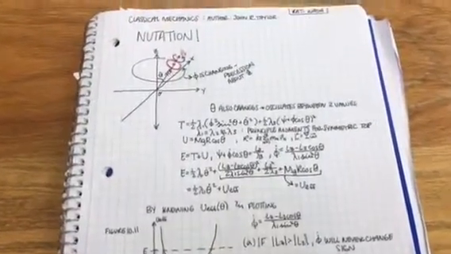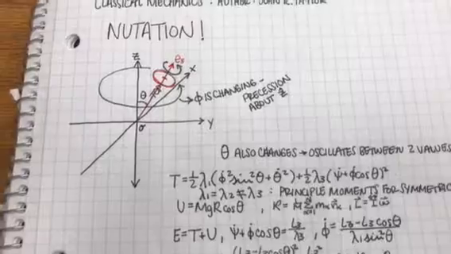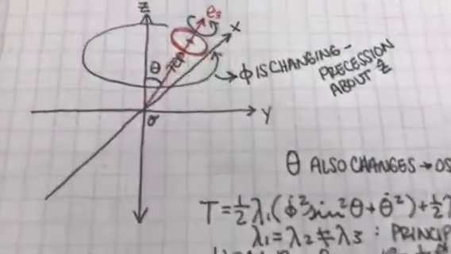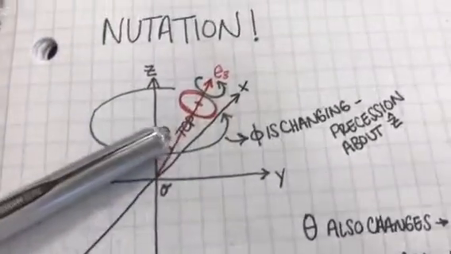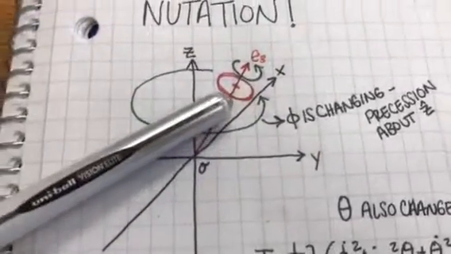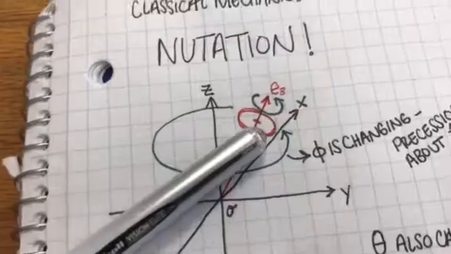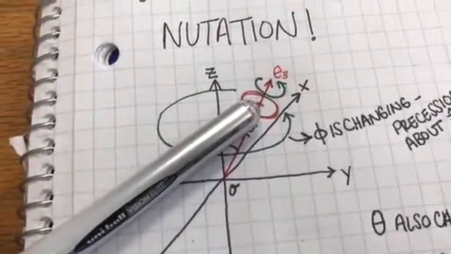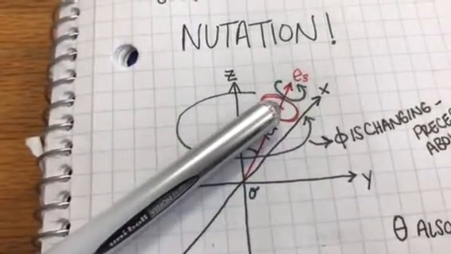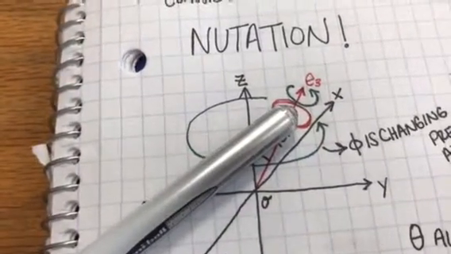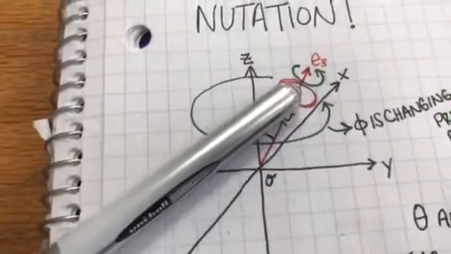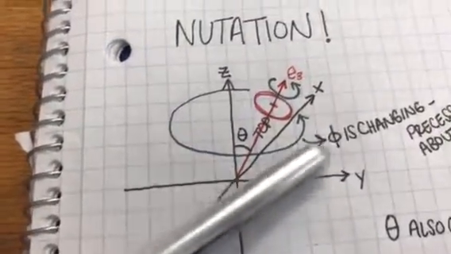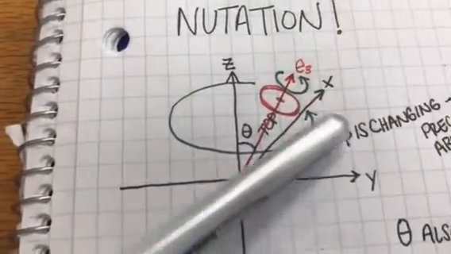Hello! I'm going to talk to you today about nutation. This is my handy dandy picture right here representing a top that is spinning with an angular momentum omega about its body frame E3 axis, and also precessing about the lab frame z-axis.